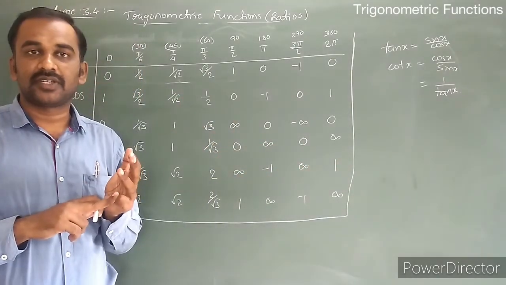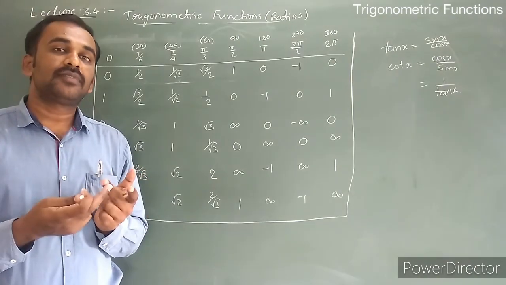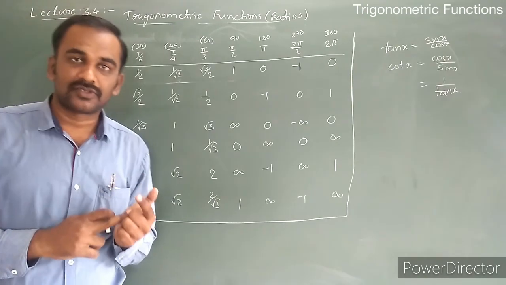Sin square x plus cos square x is equal to 1. 1 plus tan square x is equal to secant square x. 1 plus cot square x is equal to cosecant square of x.